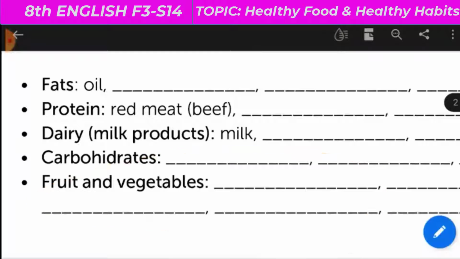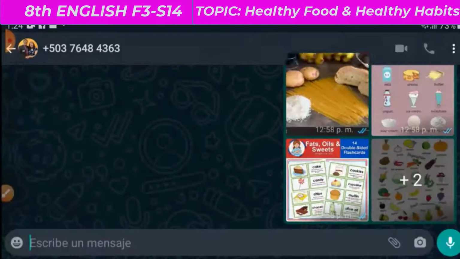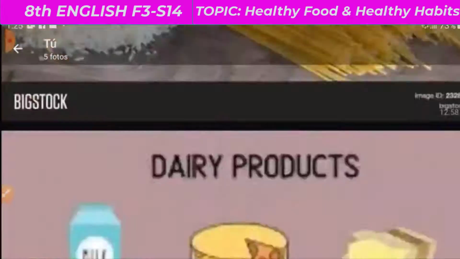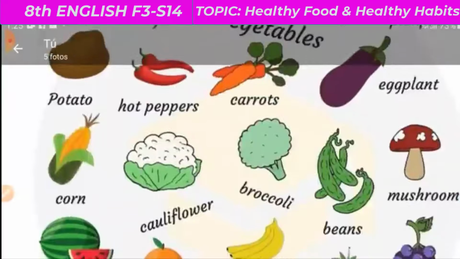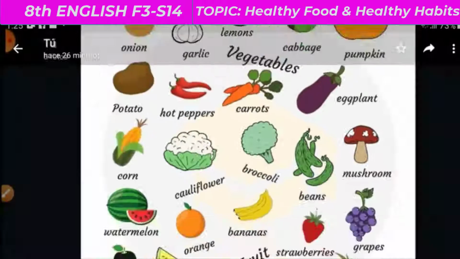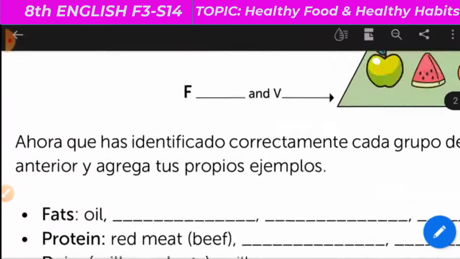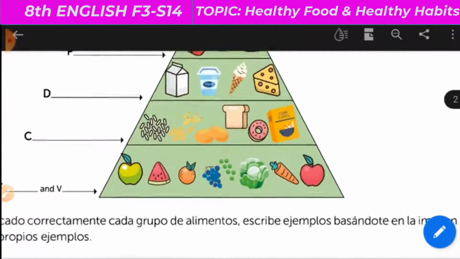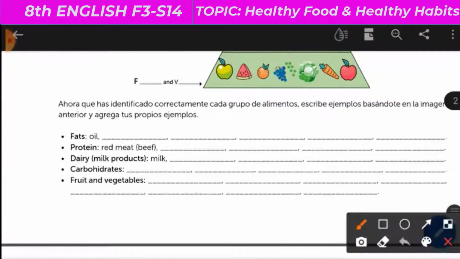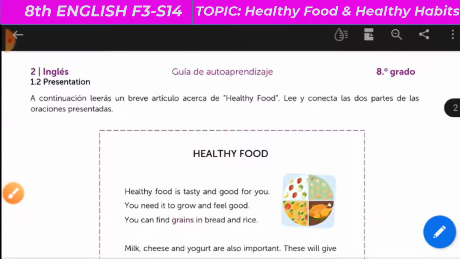Fruits and vegetables. You have to write examples of fruits and vegetables. For example, here I get some fruits and vegetables that you can write there. See? These are examples of fruits and vegetables. If you want, you can take a screenshot of these pictures, or you can ask me to send it to your WhatsApp if you need more examples of that, okay? So you have to write examples of each group category. Let's continue in the presentation part.